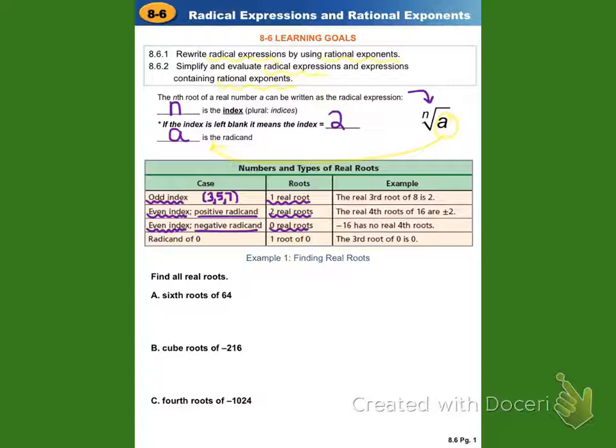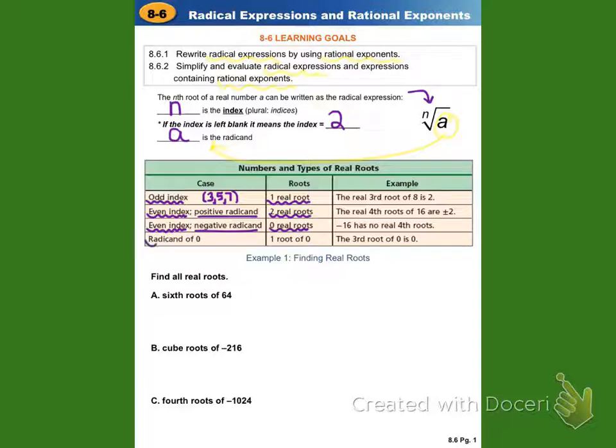But if you have an odd index, like you're taking a cube root or 5th root or a 7th root, you can have a negative radicand. Like you can take the cube root of negative 8. It will just be negative 2. Because you could have an odd number of things multiply and give you a negative number. That's the problem with an even index. You can't multiply an even number of negative things and get a negative. Or an even number of positive things and get a negative.